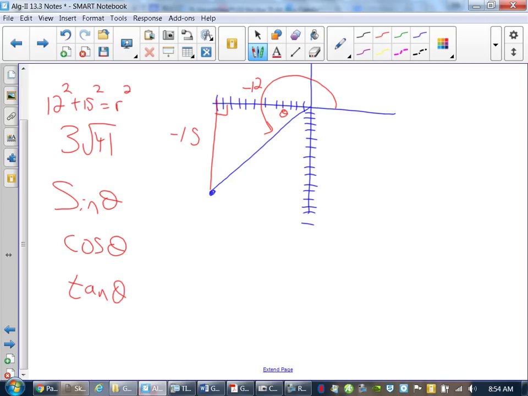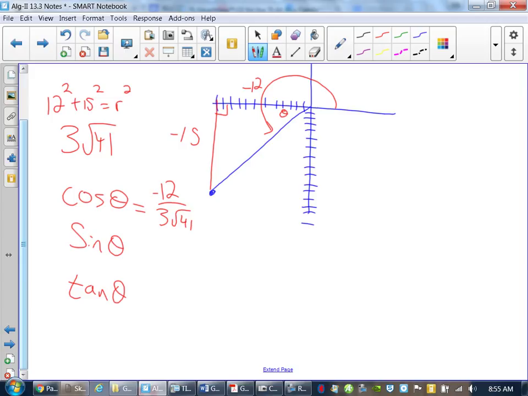I'm going to try my best to start saying cosine before I say sine, because cosine goes with the x. Sine goes with the y. So this is going to be x over r, so that's negative 12 over 3 root 41, which means you have to simplify that out. First thing you have to do is really easy, the negative 12 and the 3 just becomes negative 4. But then what do you do with the root 41?